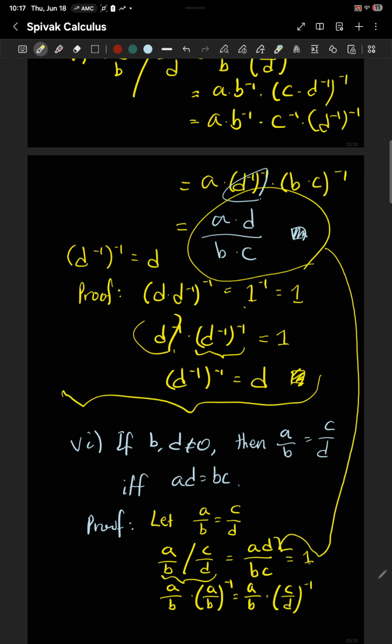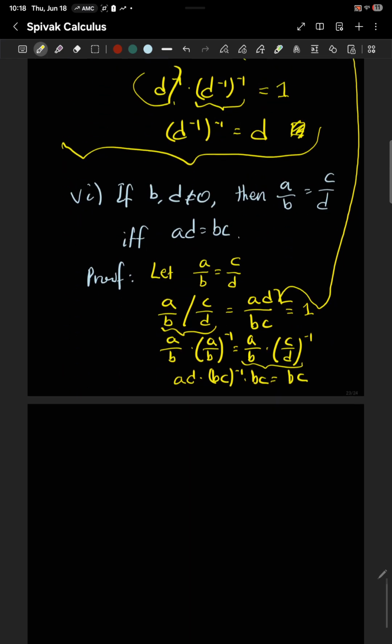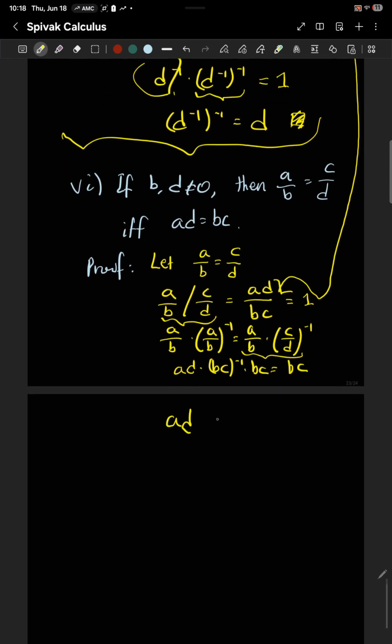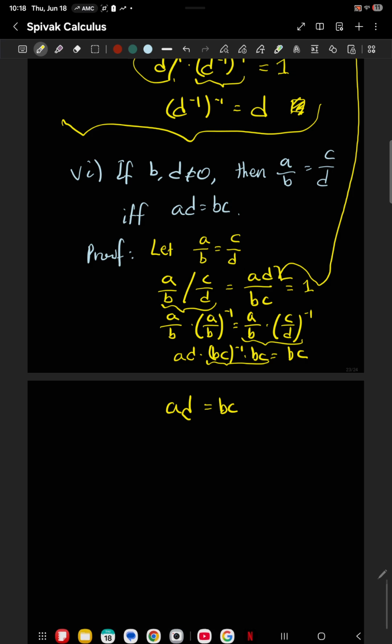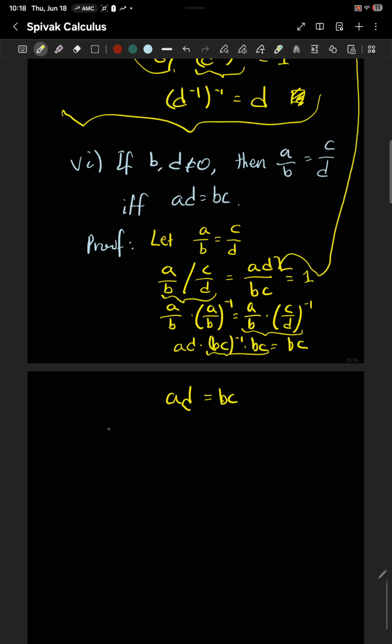The fact that we can say it's 1 is because we're taking the inverse, and what this is equal to is AD over BC. Since AD over BC is equal to 1, AD times BC inverse times BC is equal to BC. So we can say AD is equal to BC, since the last two terms are equal to 1. So we proved the one way, and let's prove the other way.